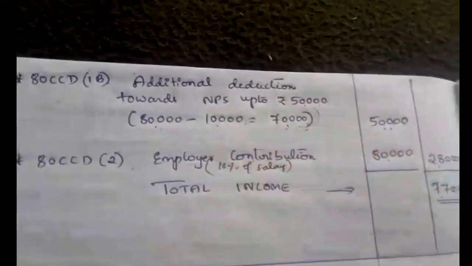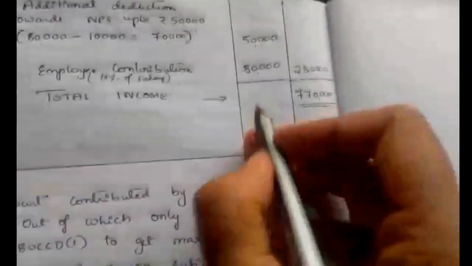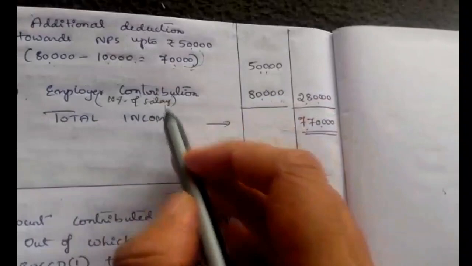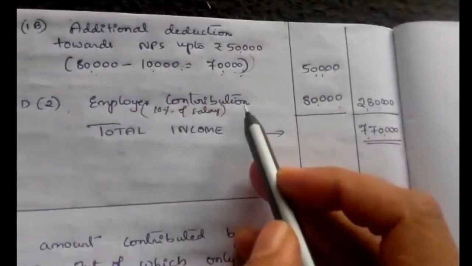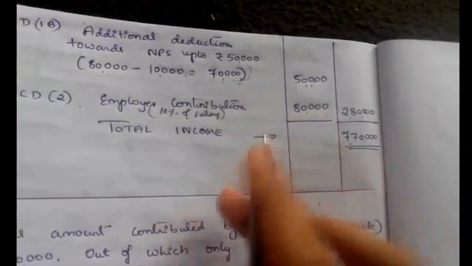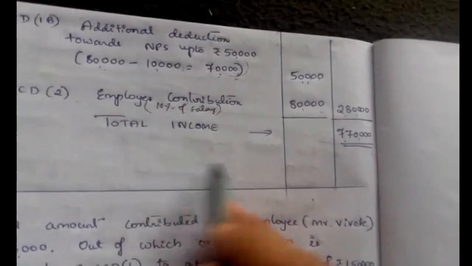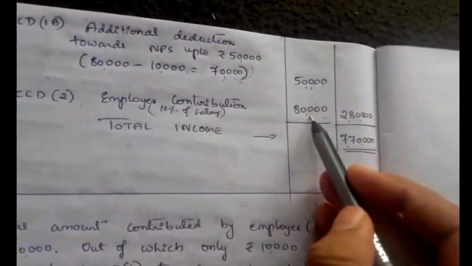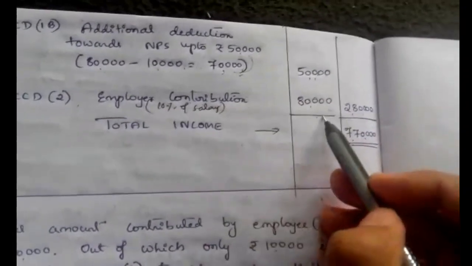So already calculated, employer contribution 10% of salary is 80,000, that we can take directly here. So here we don't have any value for comparing. In the question they have not given any amount, like 33,000, directly the percentage is given. So 10% of salary or 10% of salary, whichever is less, means we get the same value, no need to compare again. So 80,000 is the employer contribution.